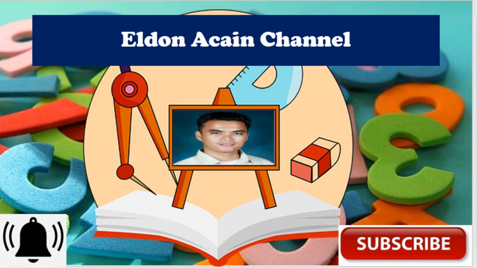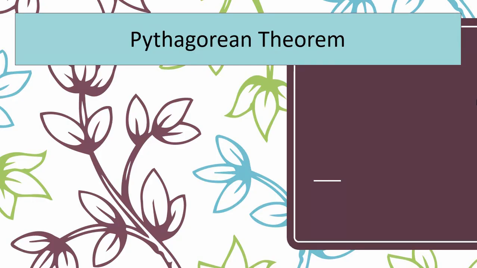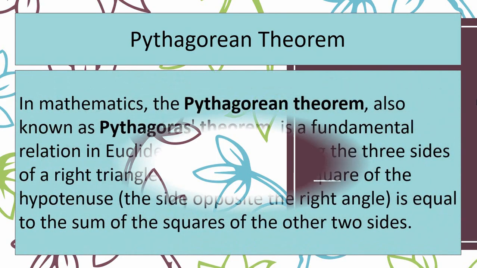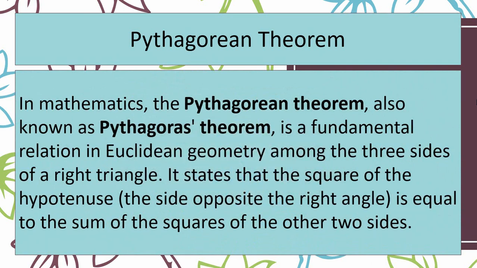So we're here again to learn another math lesson. Our topic for today is all about the Pythagorean Theorem. So what is the Pythagorean Theorem? In mathematics, the Pythagorean Theorem, also known as Pythagoras' Theorem, is a fundamental relation in Euclidean geometry among the three sides of a right triangle. It states that the square of the hypotenuse, which is the side opposite to the right angle, is equal to the sum of the squares of the two sides.